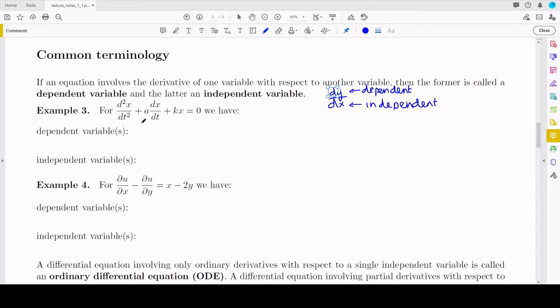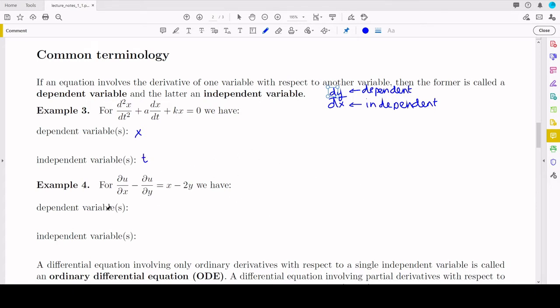So let's do an example. We have the second derivative of x with respect to t plus a times the derivative of x with respect to t plus k times x equals 0. Now the dependent variable is the variable that's on top, so in this case that's x, and the independent variable is t.